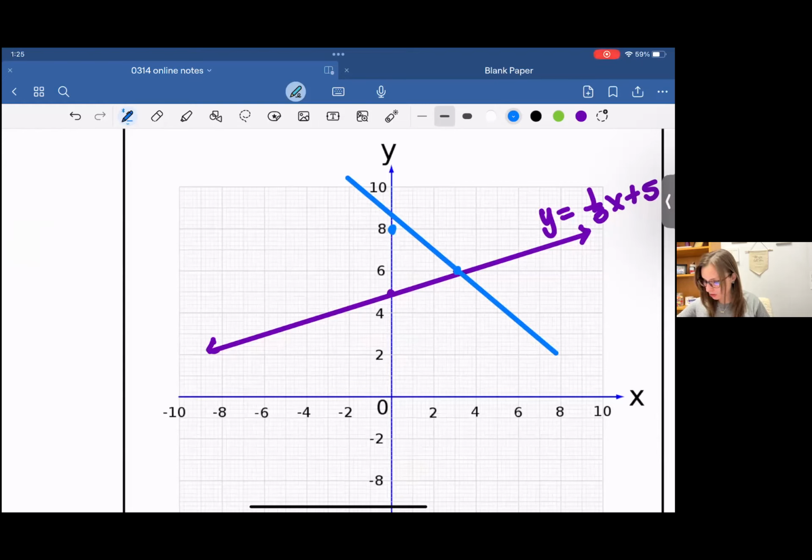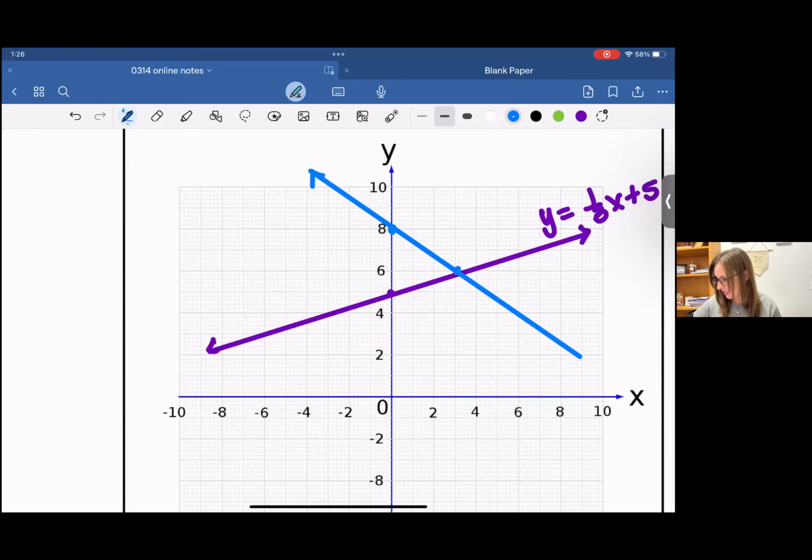Oof. We got to try that again. I can see graphing is not my strong suit. Still didn't get it. Let's see if I can adjust it. There we go. Well, I got it. I got it 10 years later. Okay, that's the second line. Y equals negative 2/3 x plus 8.